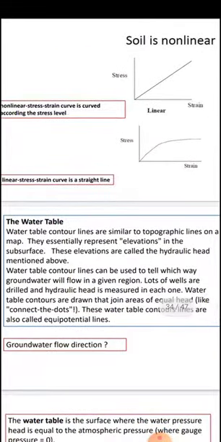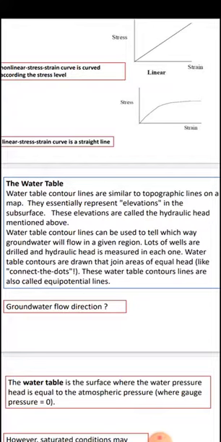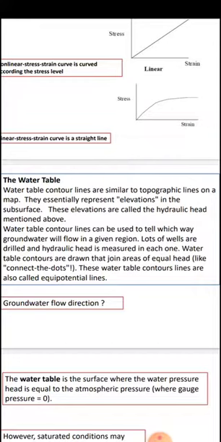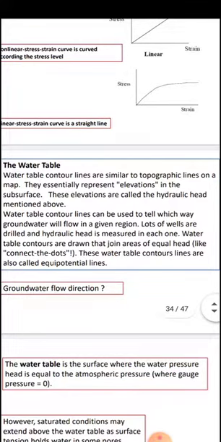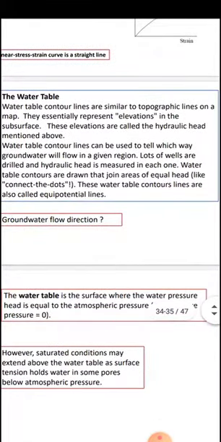Then we have the water table, and water table contour lines are similar to the topographic lines on a map. They essentially represent the elevations in the subsurface. These elevations are called hydraulic head, mentioned above, and water table contour lines can be used to tell which way the groundwater will flow in a given region. So lots of wells are drilled and hydraulic head can be determined by finding out the water table level.